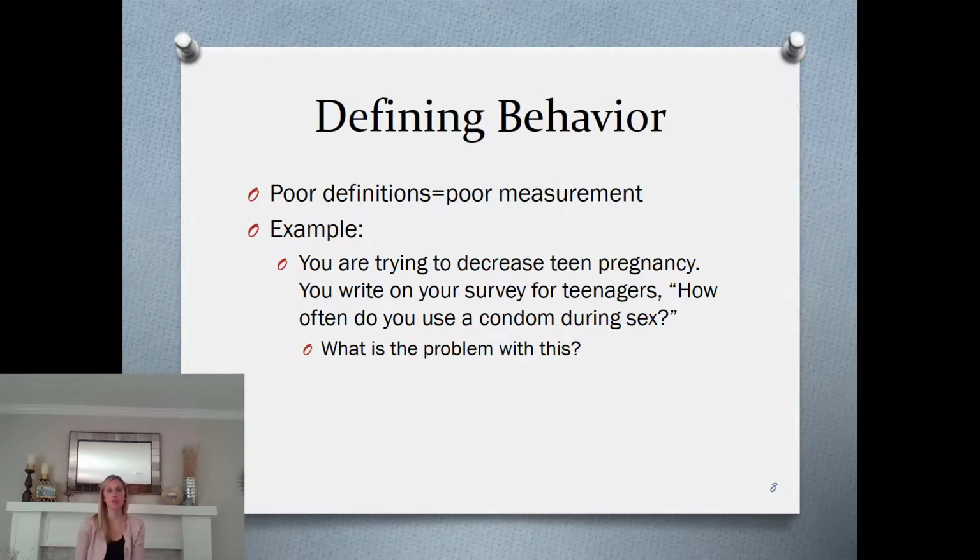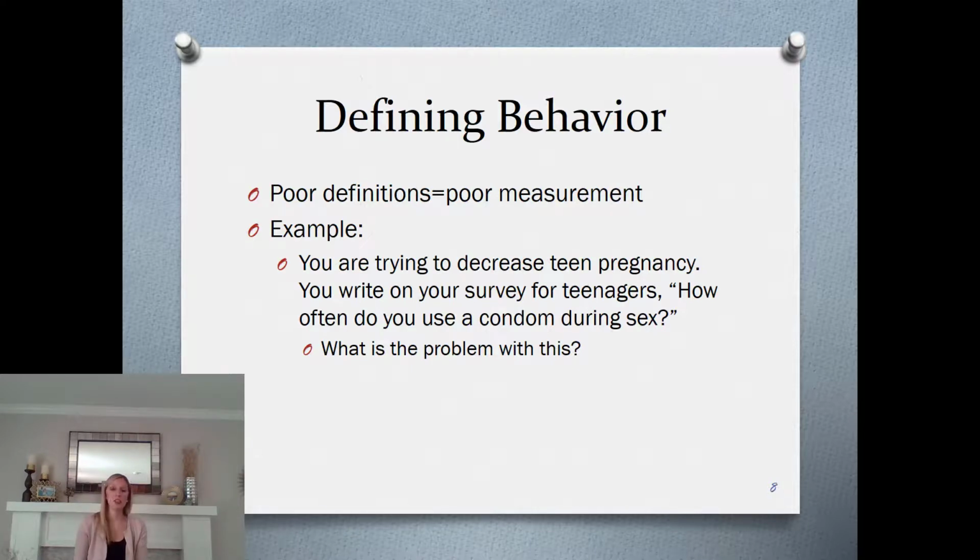So here's an example of a definition of a behavior or a measurement of it gone wrong. So you're trying to decrease teen pregnancy, and you write on your survey for teenagers, how often do you use a condom during sex? What's the problem with this? There's a number of problems with this. We don't get at what type of sex. So a teenager could interpret this as, I use this during vaginal sex, but maybe not anal sex.